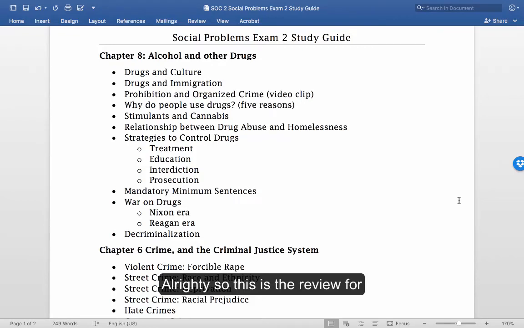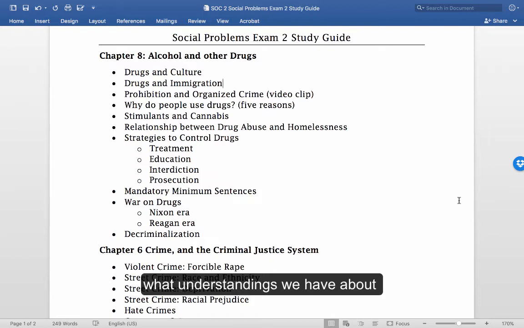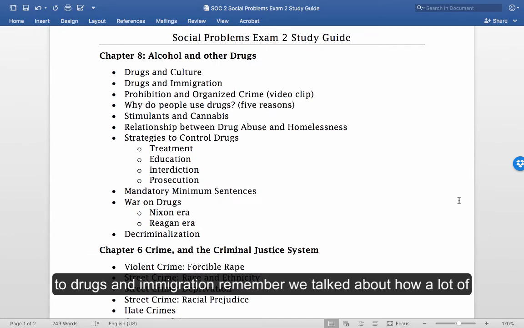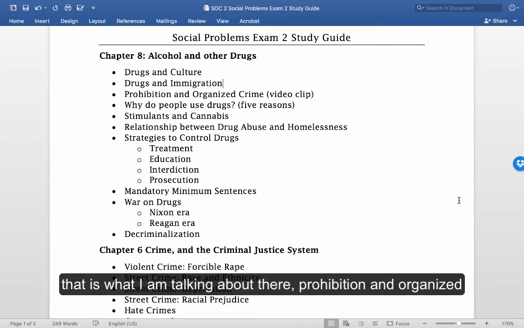Alrighty, so this is the review for the social problems exam 2. For chapter 8, when I'm talking about drugs and culture, it's the idea that what understandings we have about drugs are culturally specific and tend to have different meanings across different cultures. When it comes to drugs and immigration, remember we talked about how a lot of drugs were related to immigrant groups, and that's when they became criminalized, right? That's what we're talking about there.